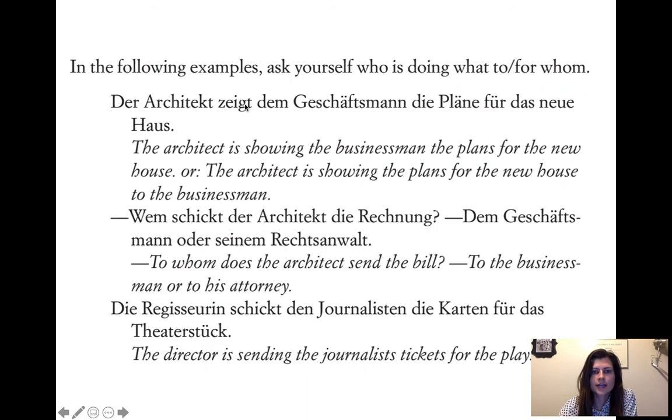Der Architekt zeigt dem Geschäftsmann die Pläne für das neue Haus. The architect is showing the businessman the plans for the new house, or the architect is showing the plans for the new house to the businessman. So in this case, we have either to the businessman or just the businessman in the correct place. So you can see der Mann is masculine. When you have a compound noun like this, it's the very last part of the noun that gives it its gender. So it's der Geschäftsmann, and then it's going to change to dem in the dative because that's how it works.